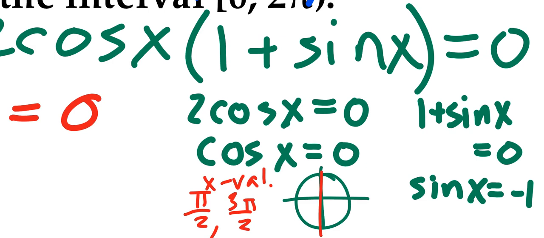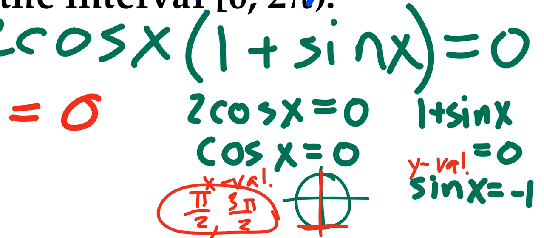Now the other factor gives me sine x equals negative 1. Is that an x value, a y value, or a slope? Sine is the y value. So if the y value is negative 1, it's at the bottom. Oh, we've already got 3 pi over 2.